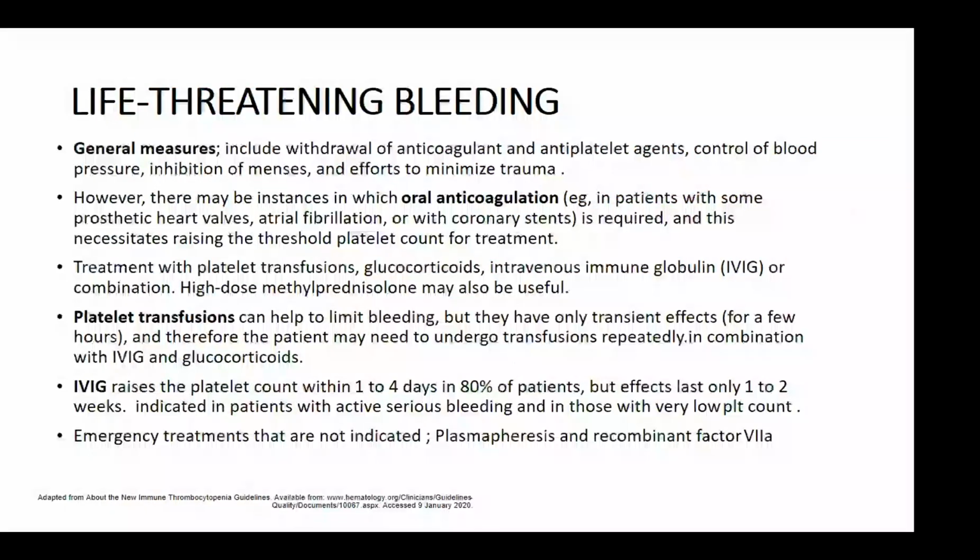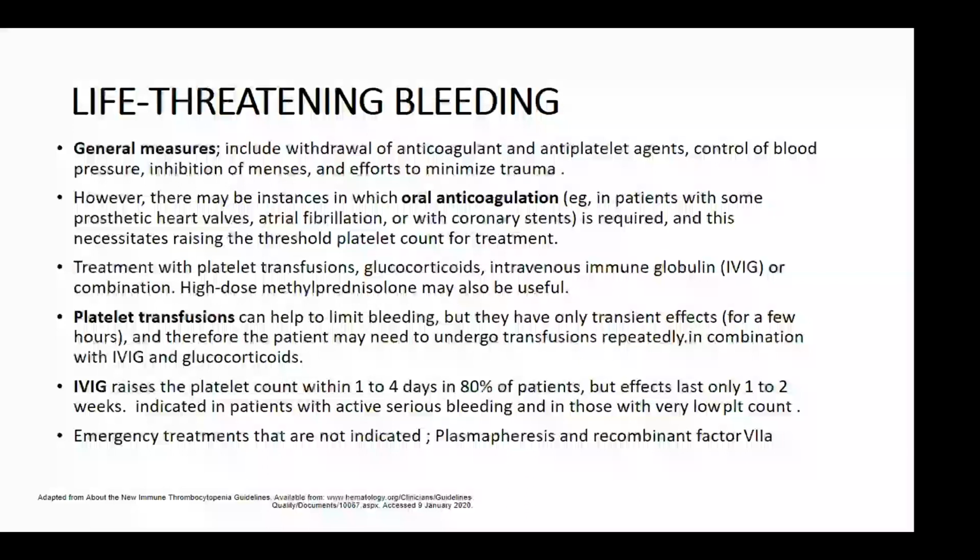The second topic is the treatment of life-threatening bleeding. We should take general measures like withdrawal of anticoagulation and antiplatelets, control of blood pressure, inhibition of menses, and effort to minimize bleeding. In some patients who are on oral anticoagulation, it's very difficult to stop it, like prosthetic heart valve, AF, or coronary stenting. This necessitates raising the threshold of platelet count for treatment.